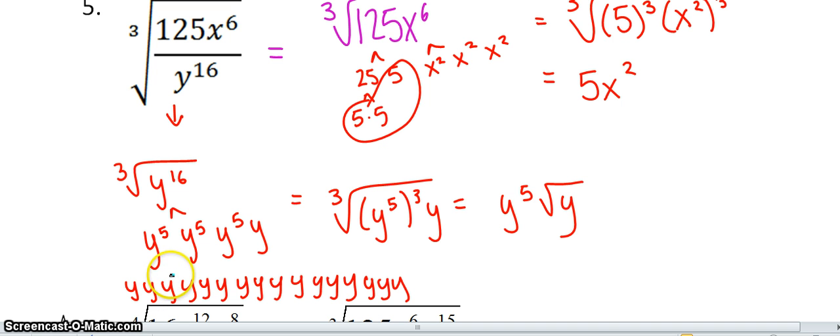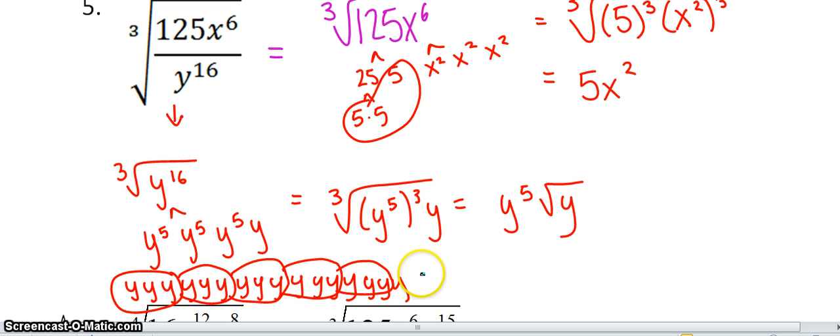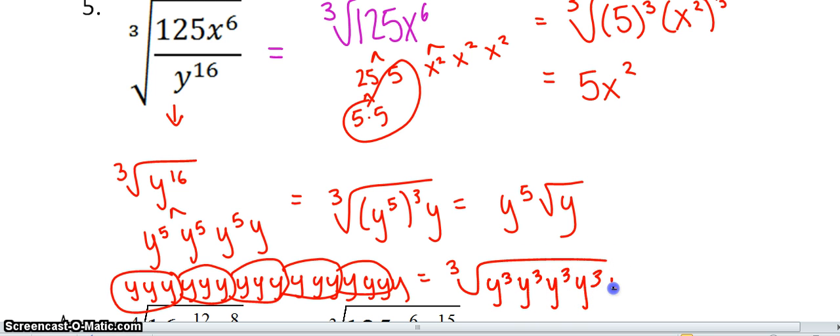And how many groups of 3 are there in y to the 16th? Here's one group of 3, because that's really y cubed. There's another y cubed. There's another y cubed. There's another y cubed. So that's actually 5 y cubes you can take the cube root of. So you can rewrite that as the cube root of y cubed 5 times. Y cubed, 1, 2, 3, 4, one more, and then there's 1 left over.